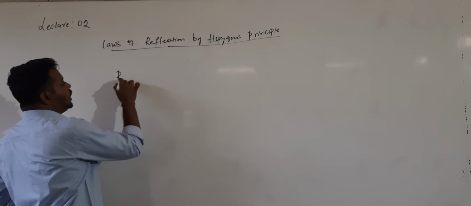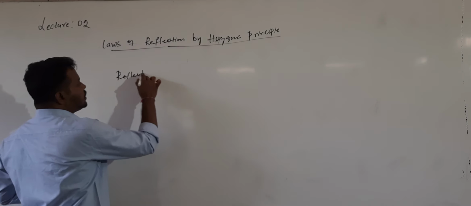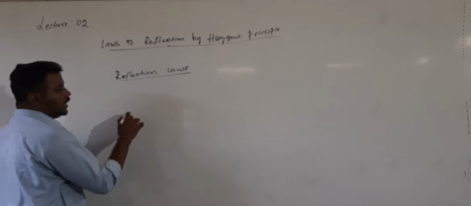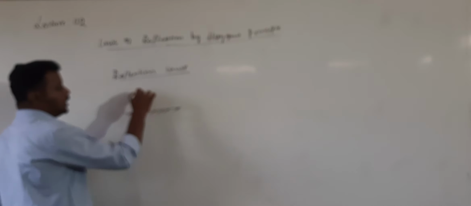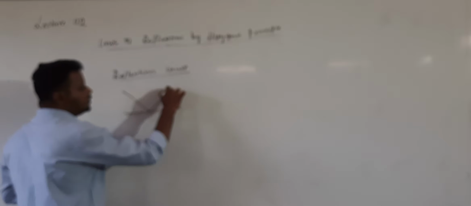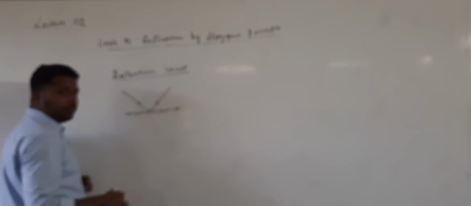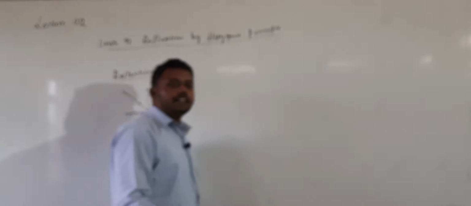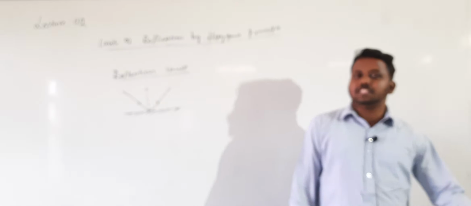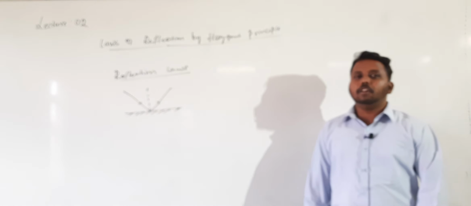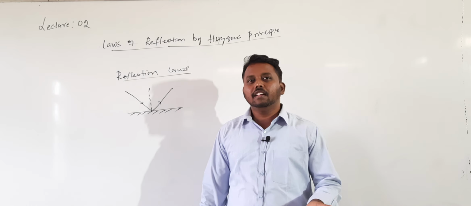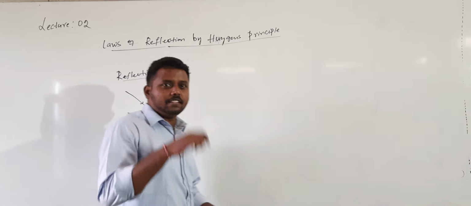Before that, you should know what the laws of reflection are. Whenever light is incident on a reflecting surface, the light bounces back into the same medium. This is why I discussed reflection earlier. In ray optics they have removed the reflection part, but here the laws of reflection are needed.